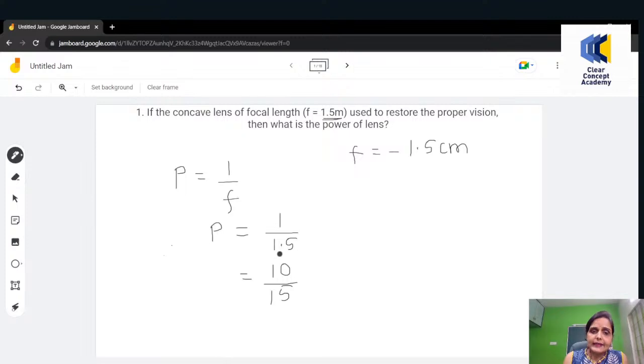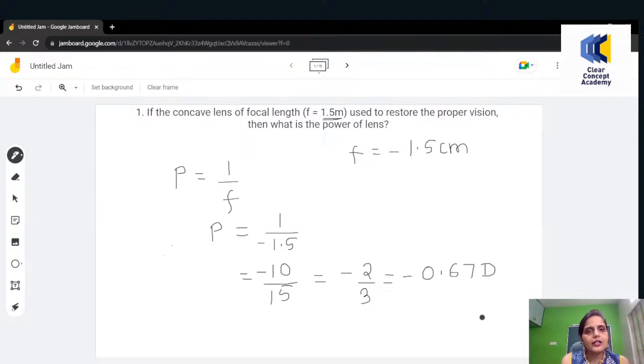Therefore here also in the formula, it becomes P is equal to 1 upon minus 1.5, which becomes P is equal to minus 10 upon 15. If we reduce this further, it becomes minus 2 by 3. And if we convert it further, we get minus 0.67. What is the SI unit of power of the lens? It is diopter.